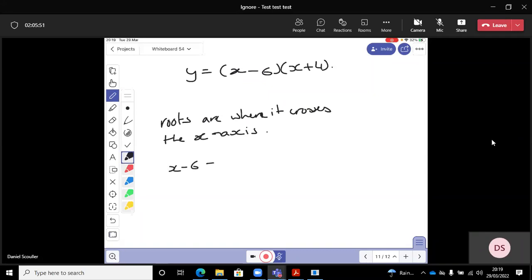So one bracket equals 0, another bracket equals 0, and then you solve for x. That's the x coordinates of your roots. It crosses the x-axis when y is equal to 0, so that's the first 2 coordinates of your graph.